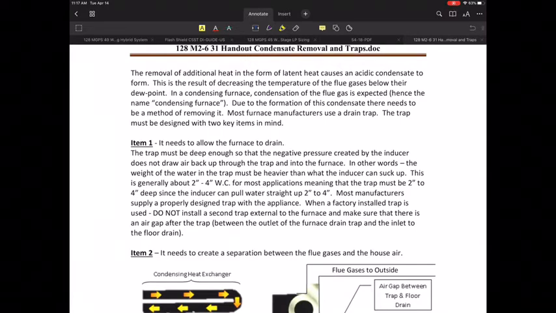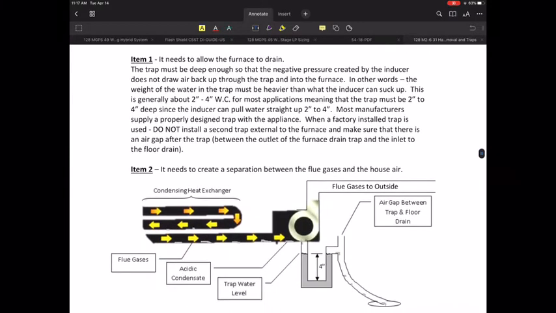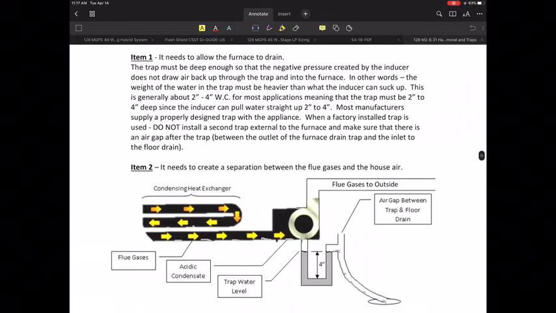All right, so due to that need to remove them, there also are some requirements. Most of the manufacturers will supply you a trap, but that is specific to their furnace, which is awesome. It minimizes our requirement to build that, but you have to essentially make sure that the trap keeps these things in mind. There are some older appliances where you had to build the trap and you had to make sure that it was working right.